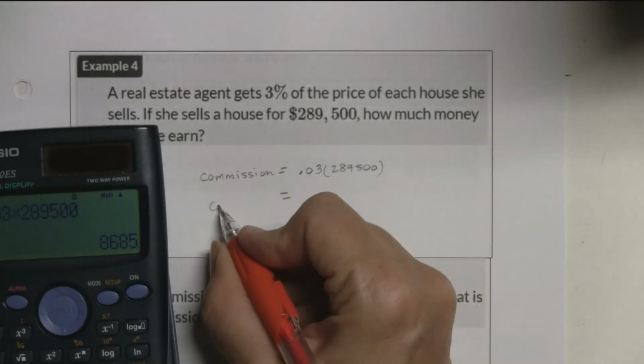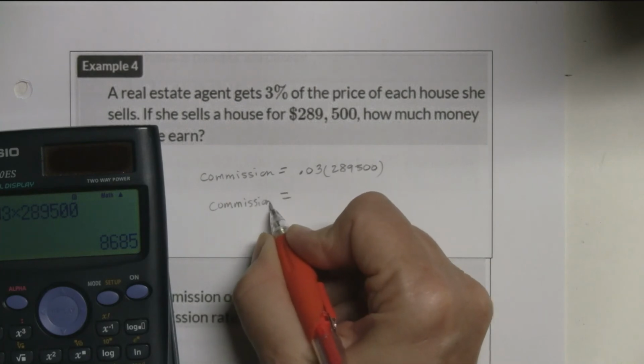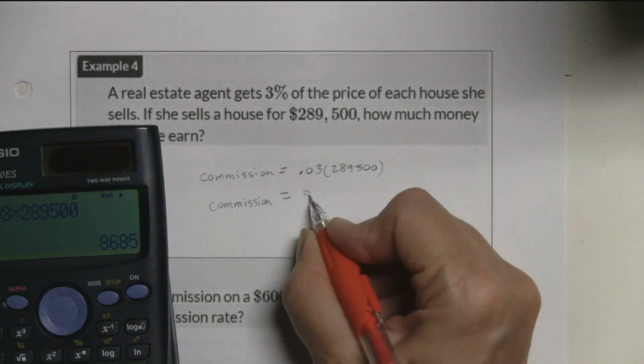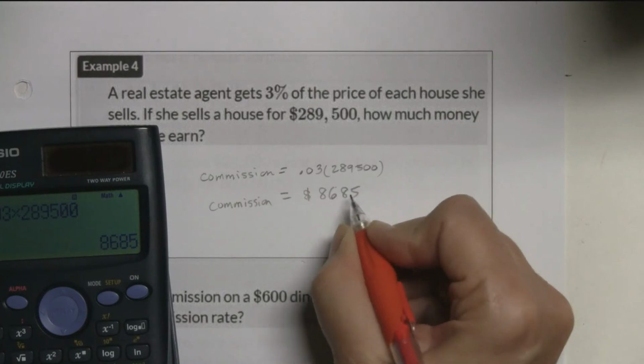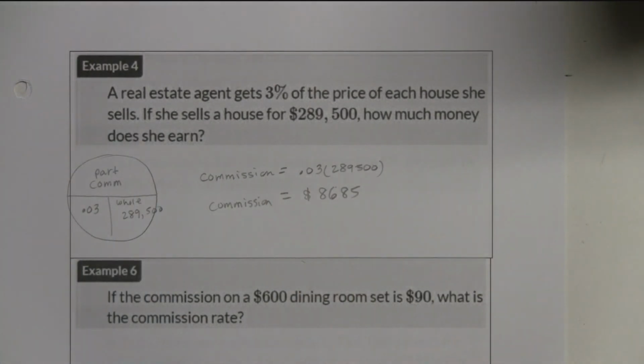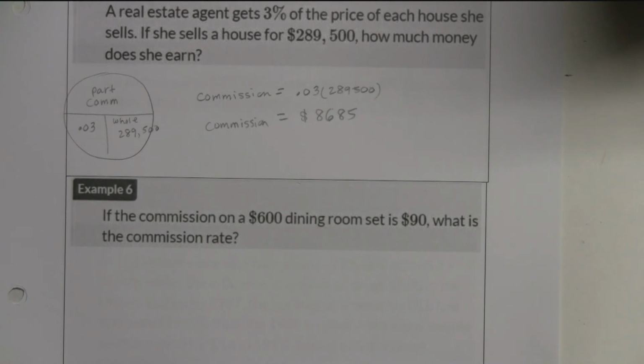So her commission, they didn't tell us her name, is $8,685. There we have that. And then last one here, it says if the commission on a $600 dining room set is $90, what is the commission rate?